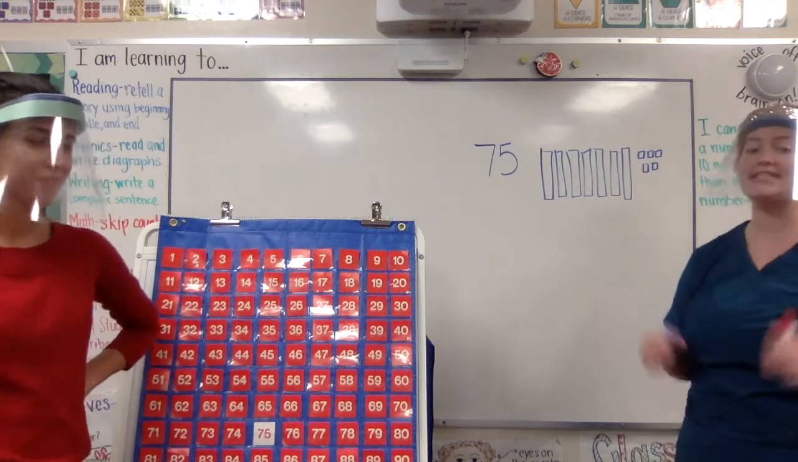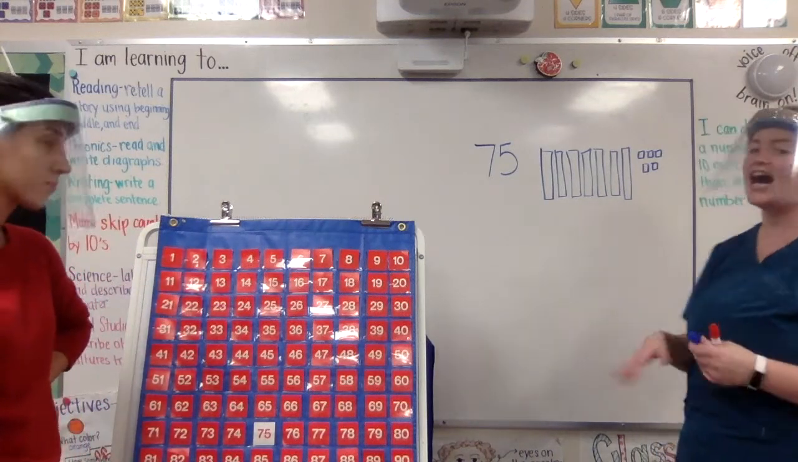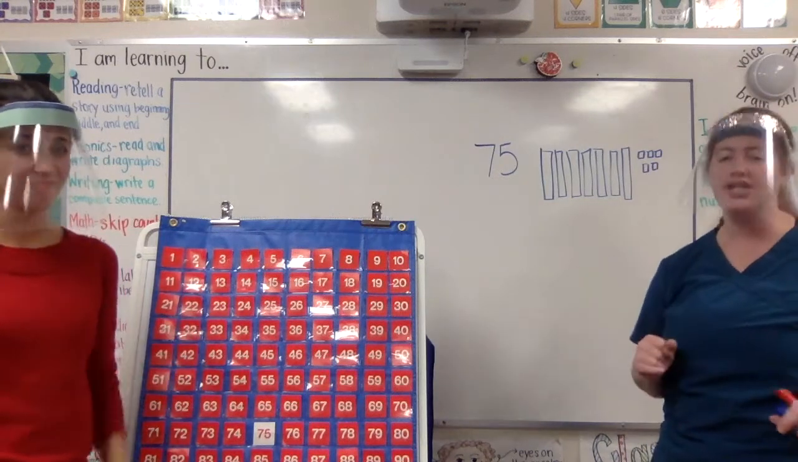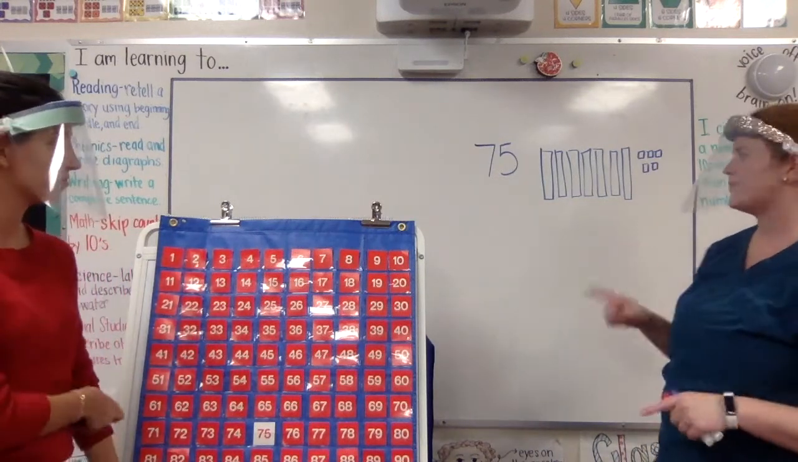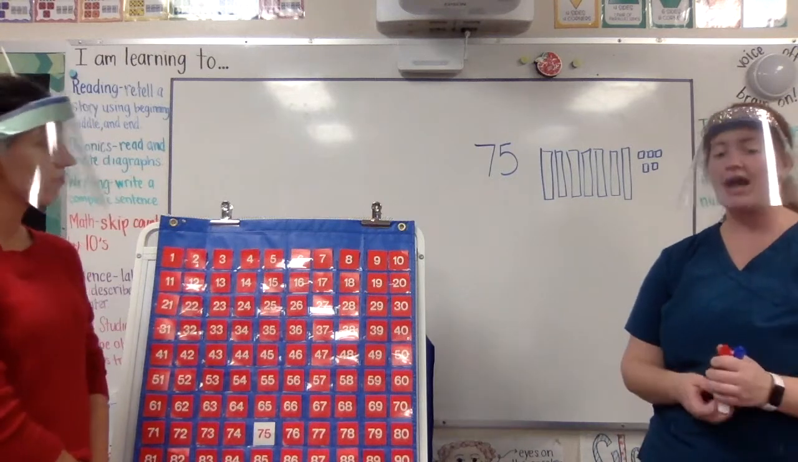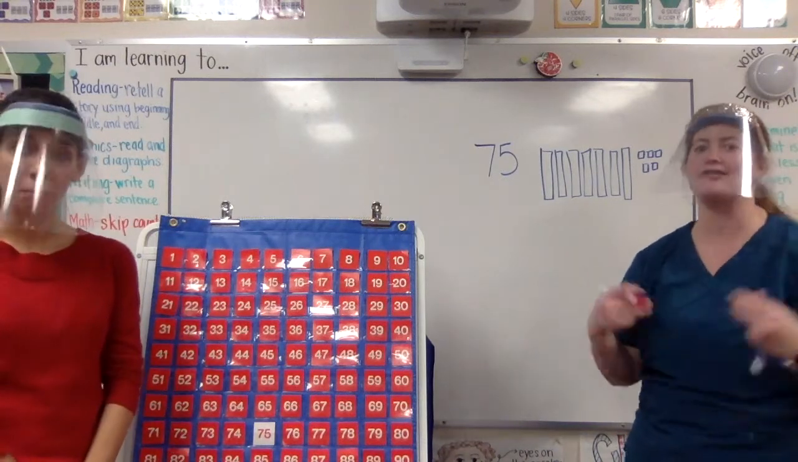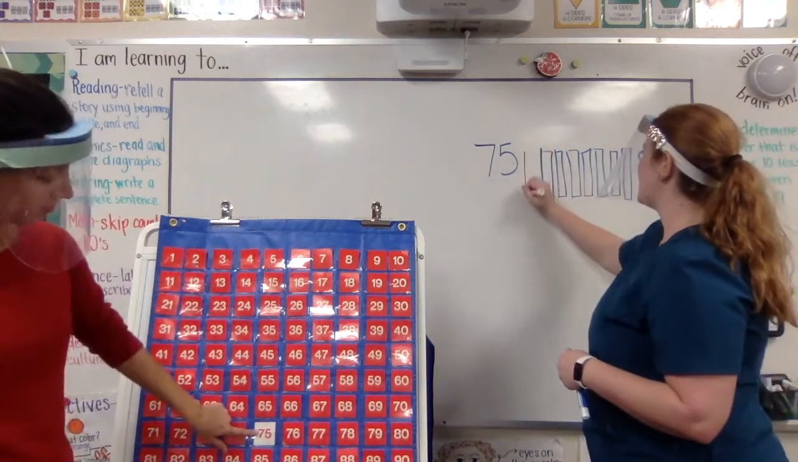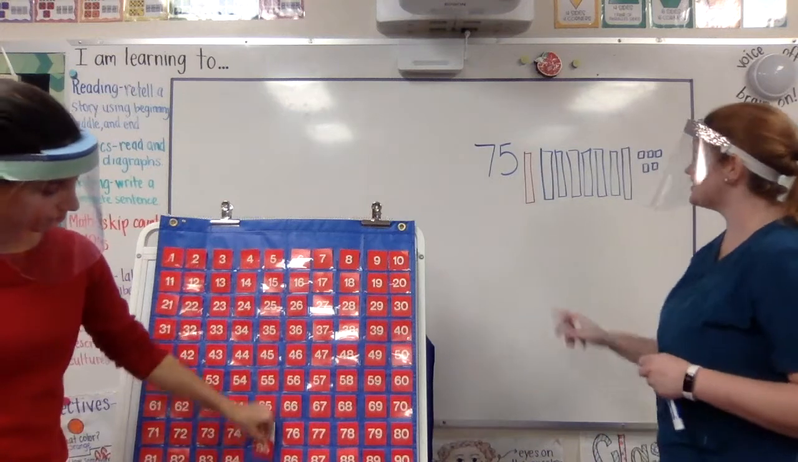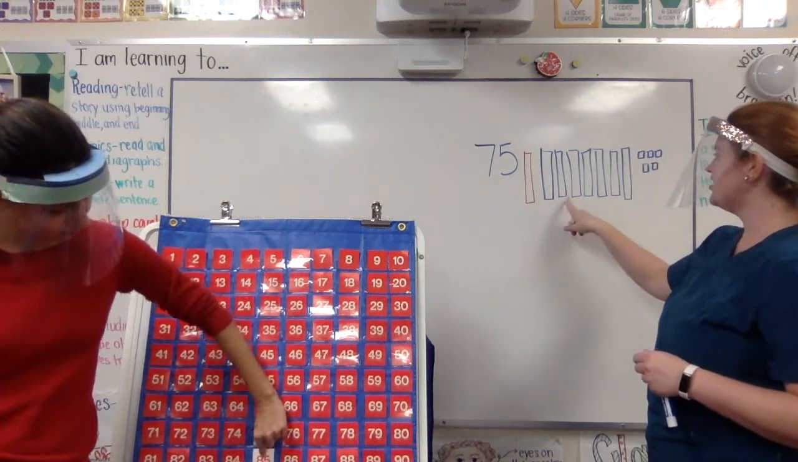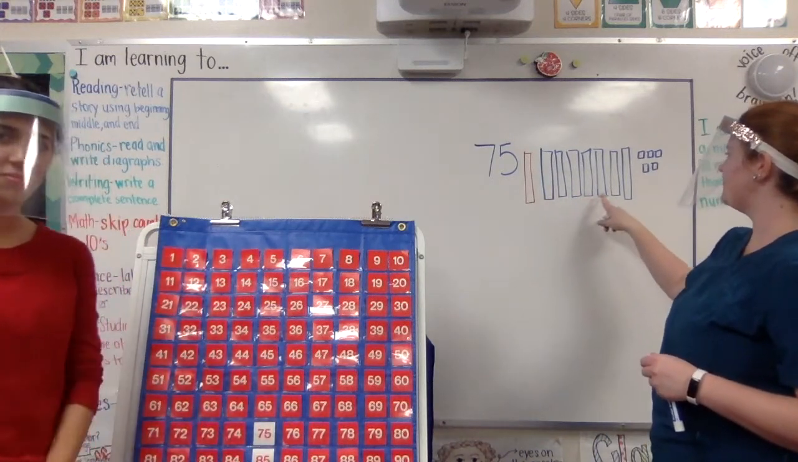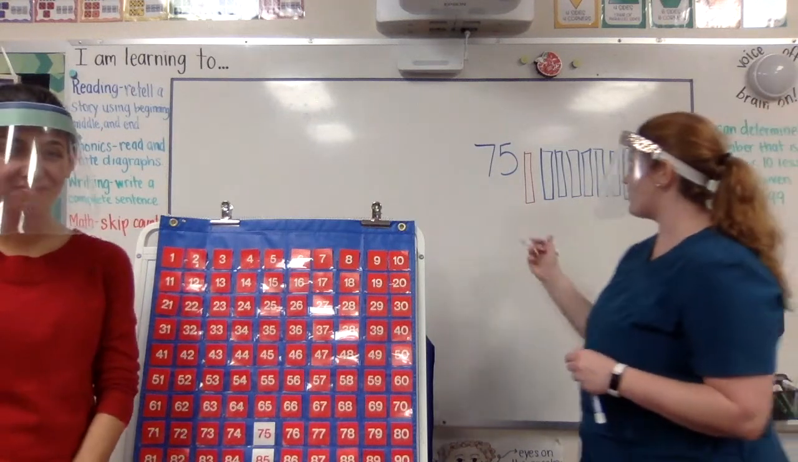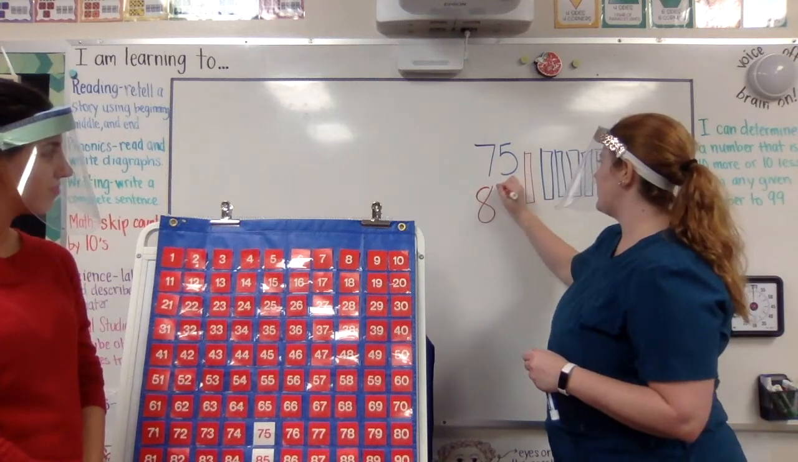Now, because I'm doing 10 more and 10 less, I know my 1s, they're not going to change. I'm not touching them. I only want to change my 10s. Okay, if I want 10 more, I'm going to draw another 10. I'm not going to draw 10 more 10s. I just want one more 10. So here is my next 10. And now I can see I have 10, 20, 30, 40, 50, 60, 70, 80, and I still have 5 1s. So 10 more can be 85.